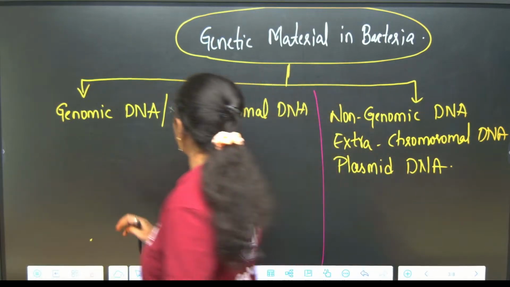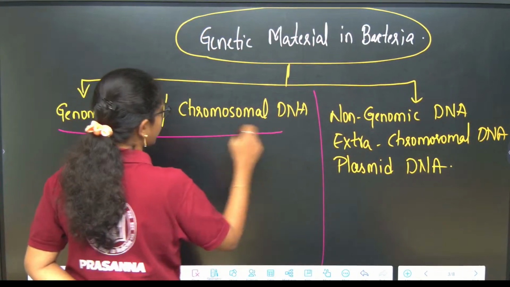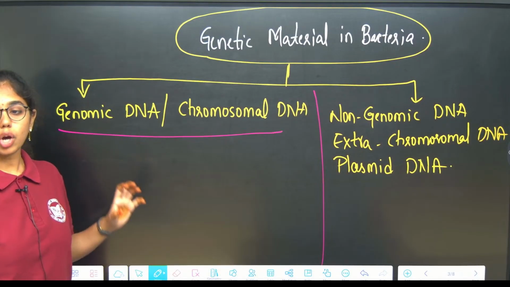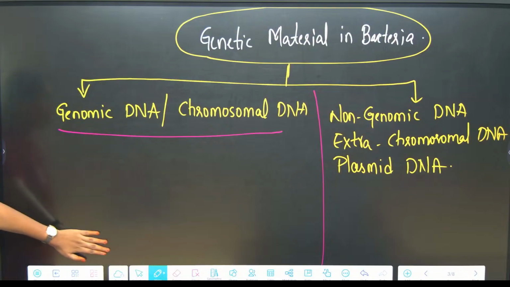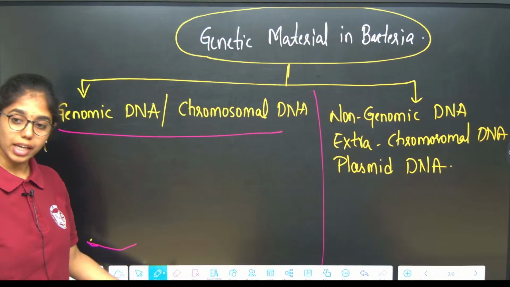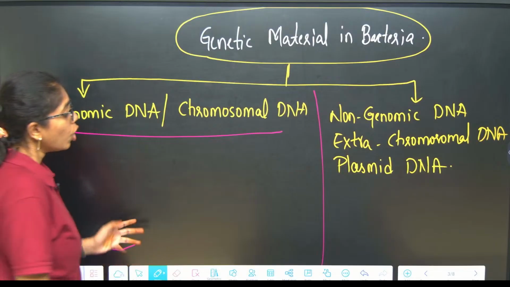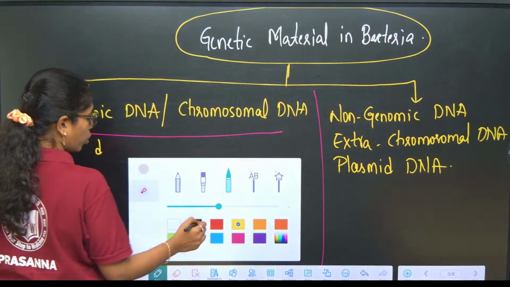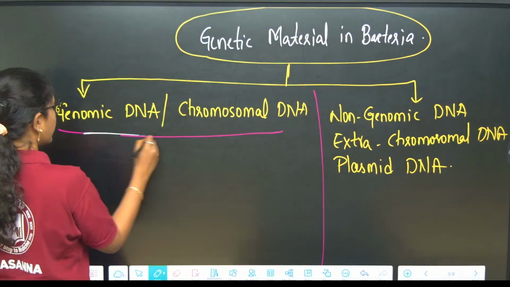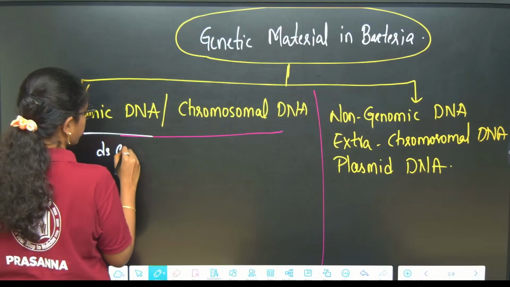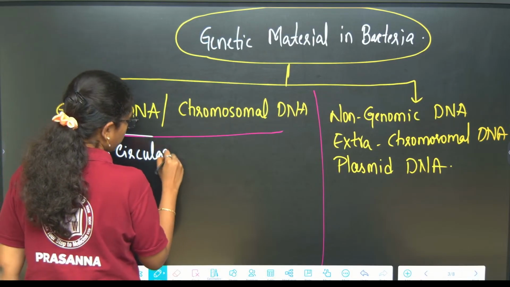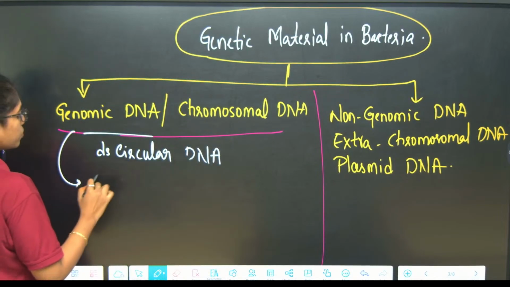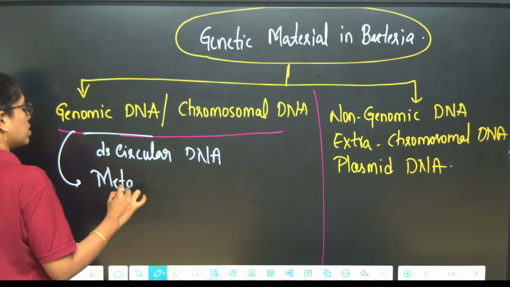First, genomic DNA or chromosomal DNA will look into all the metabolic activities of the bacteria. Both genomic DNA and non-genomic, extra chromosomal or plasmid DNA, are double-stranded circular DNA. And genomic DNA looks into the metabolic activities of the cell.